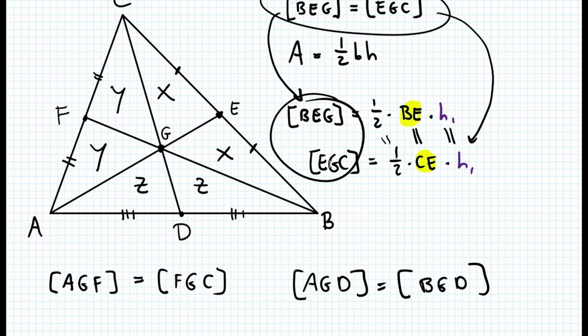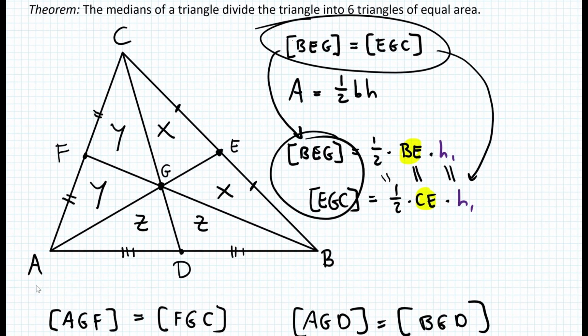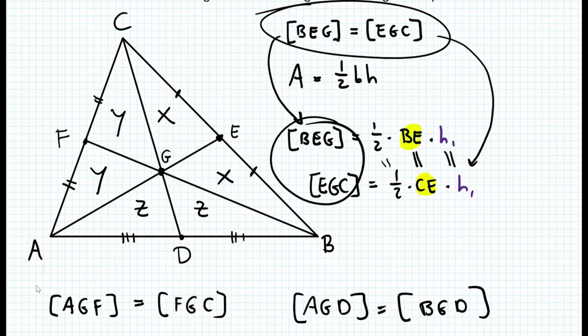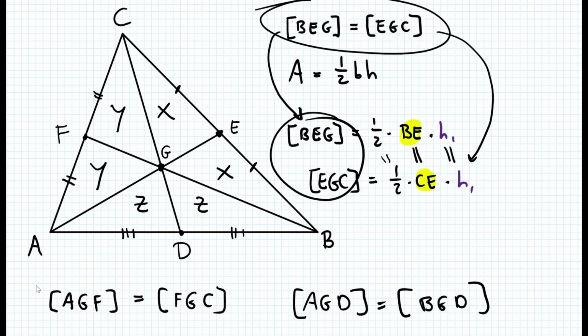Okay, we're actually almost done here. The only thing we need to prove now is that all these 6 areas are equal. And how do we do that? Well, let's now focus on triangle ACD and BCD. So what can you say about those two triangles? Do they also have the same area? And it turns out that yes, they have the same area.